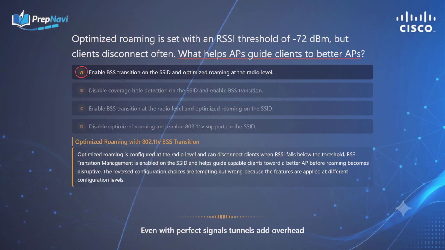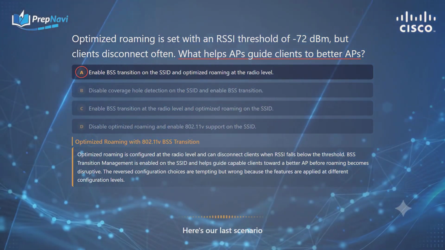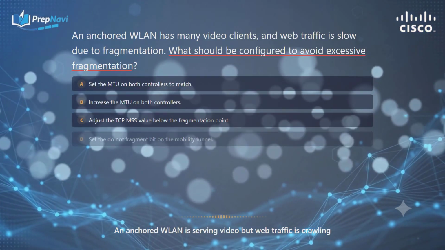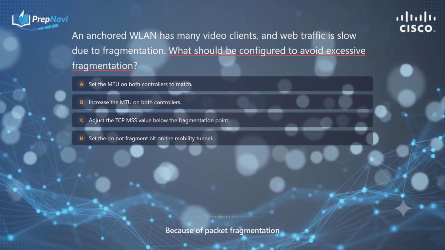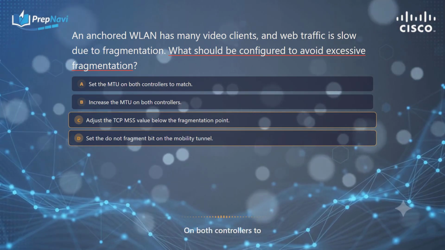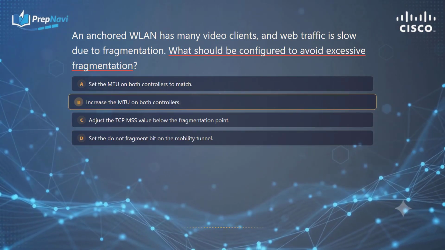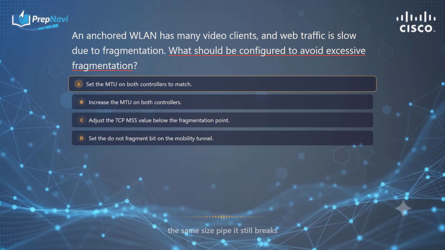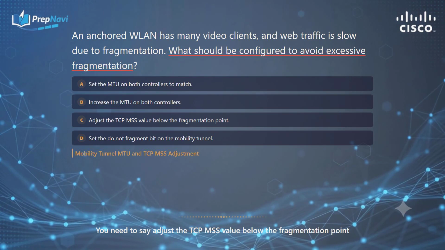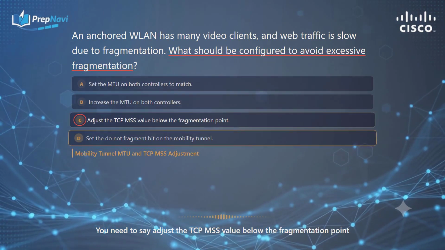Even with perfect signals, tunnels add overhead. Here's our last scenario. An anchored WLAN is serving video, but web traffic is crawling because of packet fragmentation. To fix it, option B says just increase the MTU on both controllers to fit larger packets. If you try to force a bigger box through the same size pipe, it still breaks. You need to adjust the TCP MSS value below the fragmentation point.